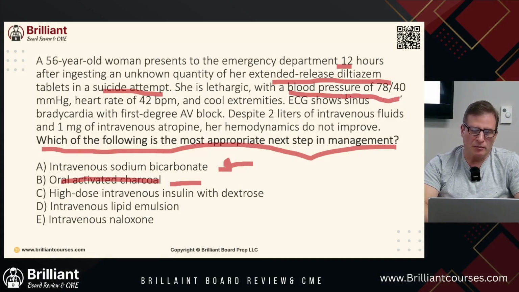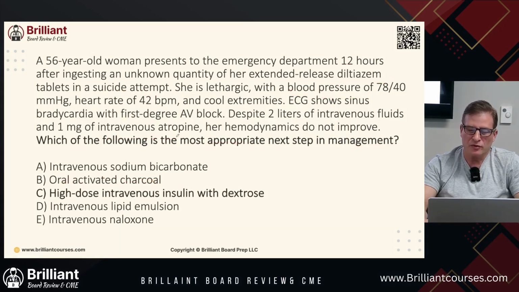Here we go, low blood pressure. This one's going to show a first-degree AV block, and despite 2 liters of intravenous fluid, they're given 1 milligram of intravenous atropine. Hemodynamics do not improve. What are we going to give? You should already know this answer because we went through this, okay? High dose intravenous insulin with dextrose.